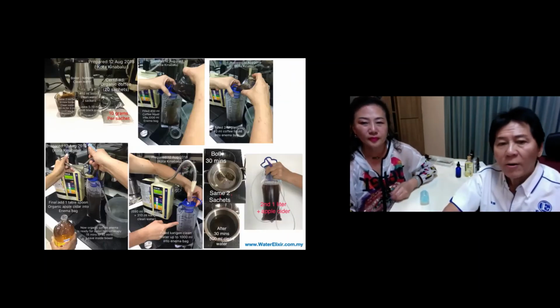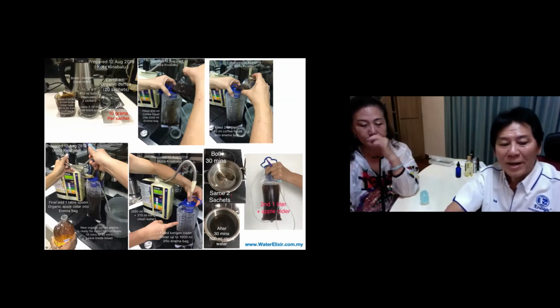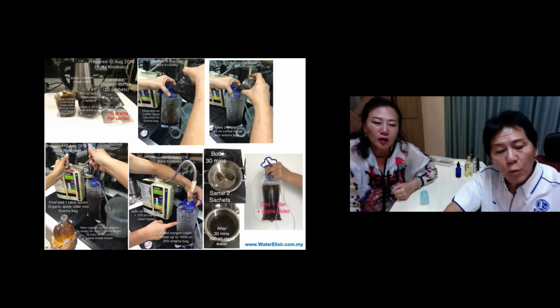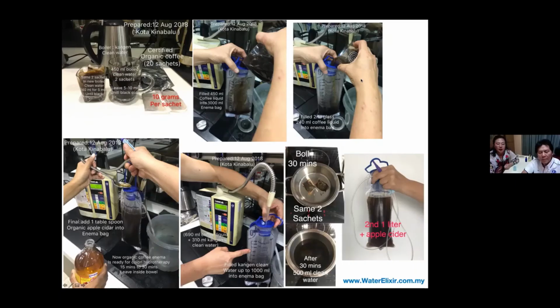Okay, so this is the way to boil it. Already talked about it, the way to prepare them, right? To boil it, you can also put 1 tablespoon, for 1 liter, put 1 tablespoon of organic apple cider. Why? It boosts up the potency.